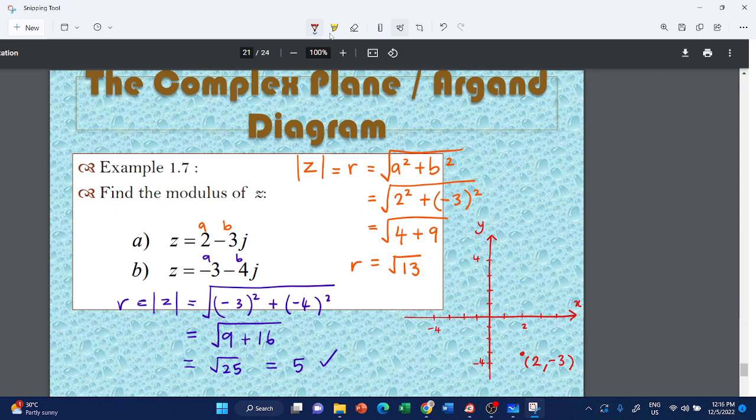Okay, so if you want to draw the straight line, you take a ruler, then this one. Okay, the line that I draw here is your R. R is square root 13. This straight line is the radius, or the distance from the origin, this is the origin, to the point, which is square root 13.